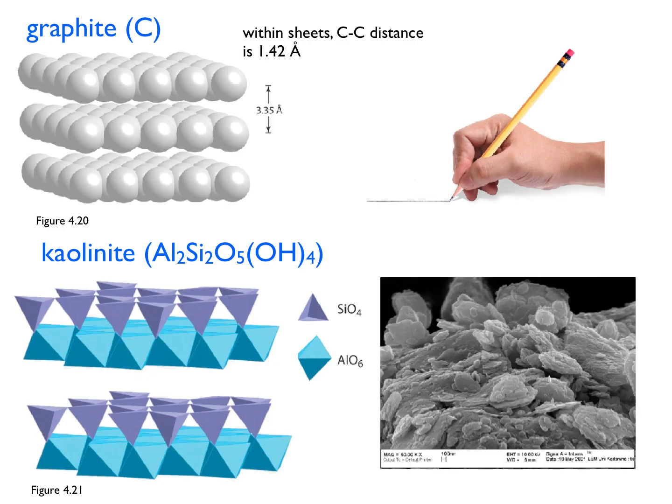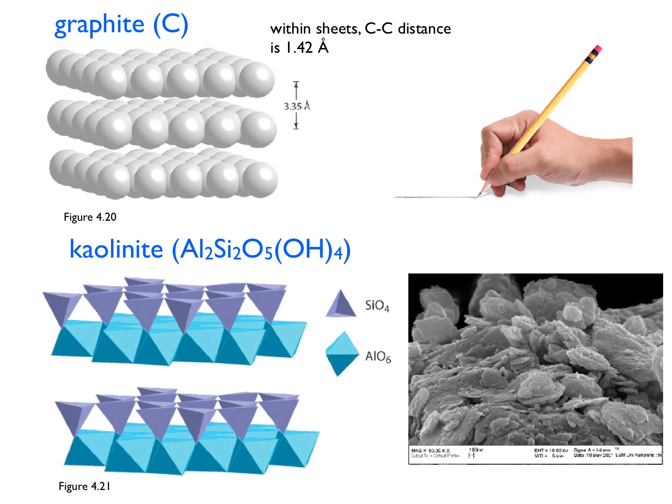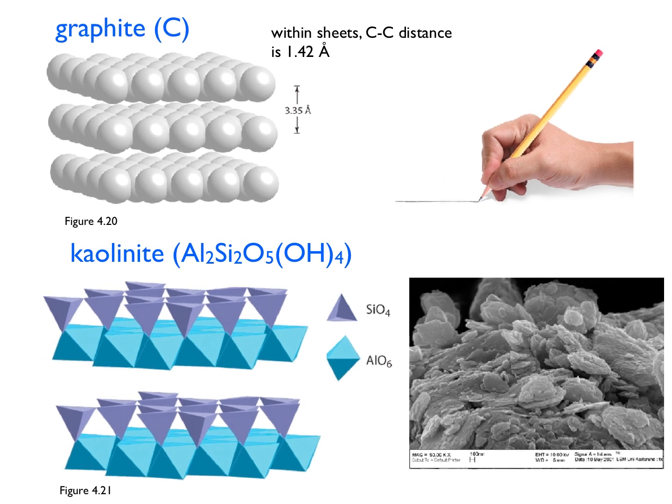Let me move this to the side to make it a little easier to see. There's also something called hydrogen bonds, and these are the things that hold sheet silicates, platy minerals like clays, together. So this is very similar to the graphite structure, but in this case we have part ionic, part covalently bonded silicate sheets.